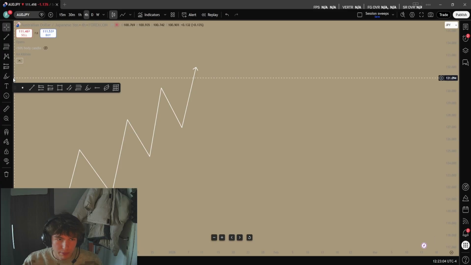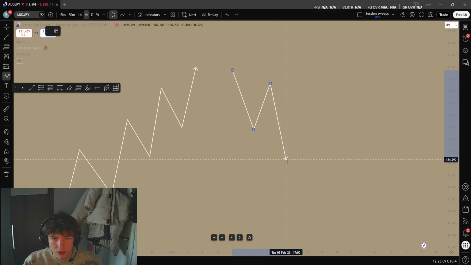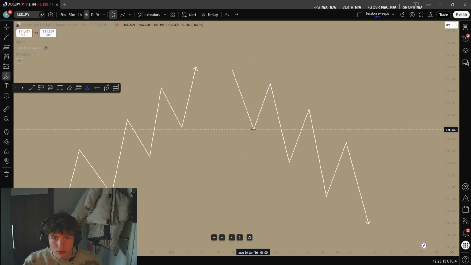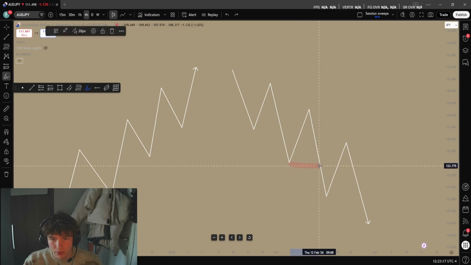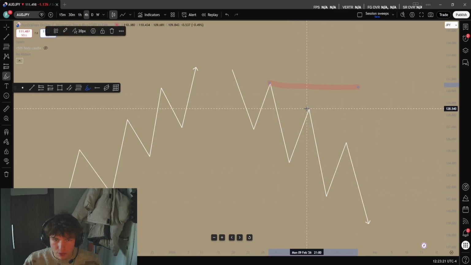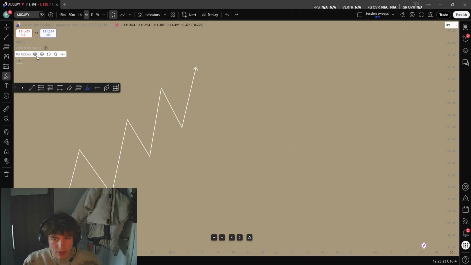Well, if we are in a bearish trend, we're going to look for lows to get broken and highs to get respected, right? If we look here, we see a low gets broken. We see a low gets broken. On the highs, high gets respected, high gets respected, high gets respected.